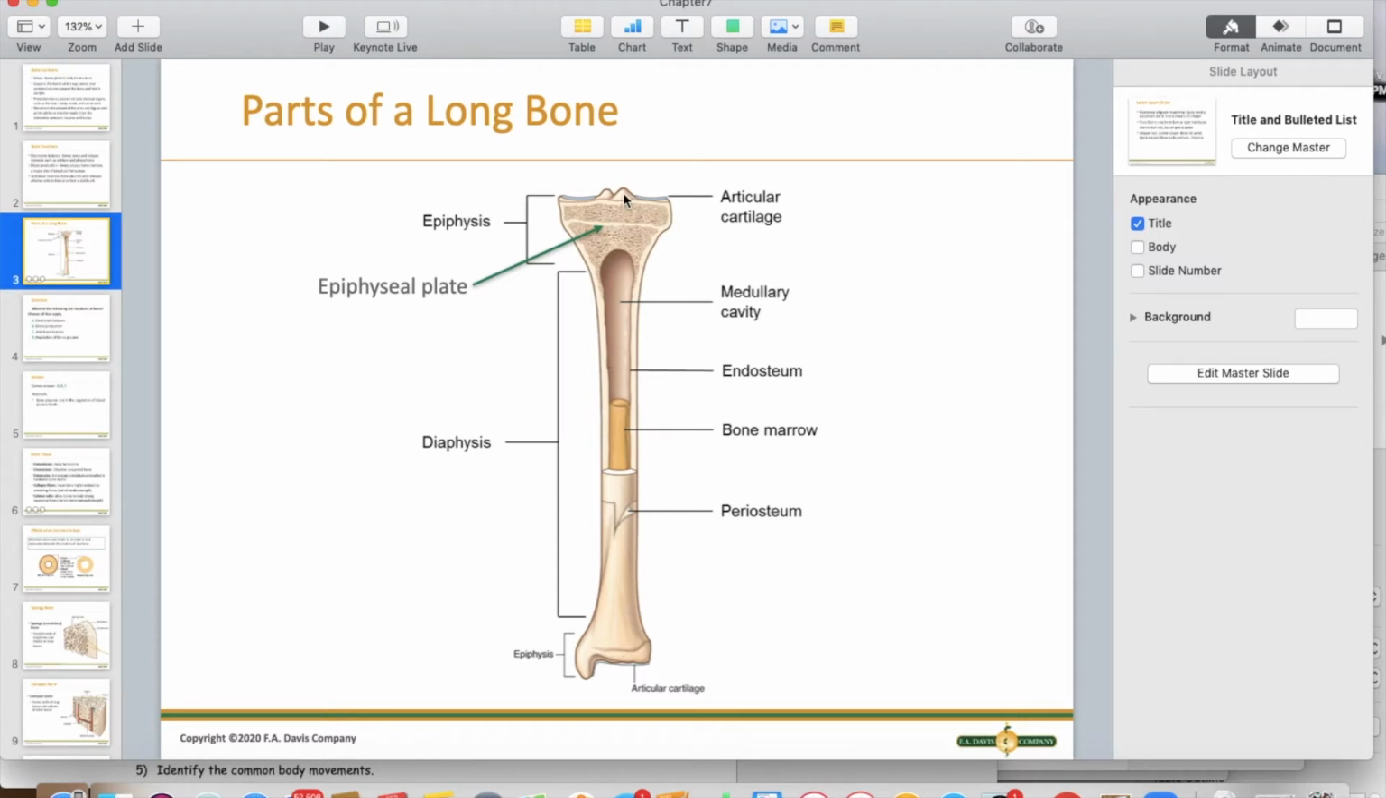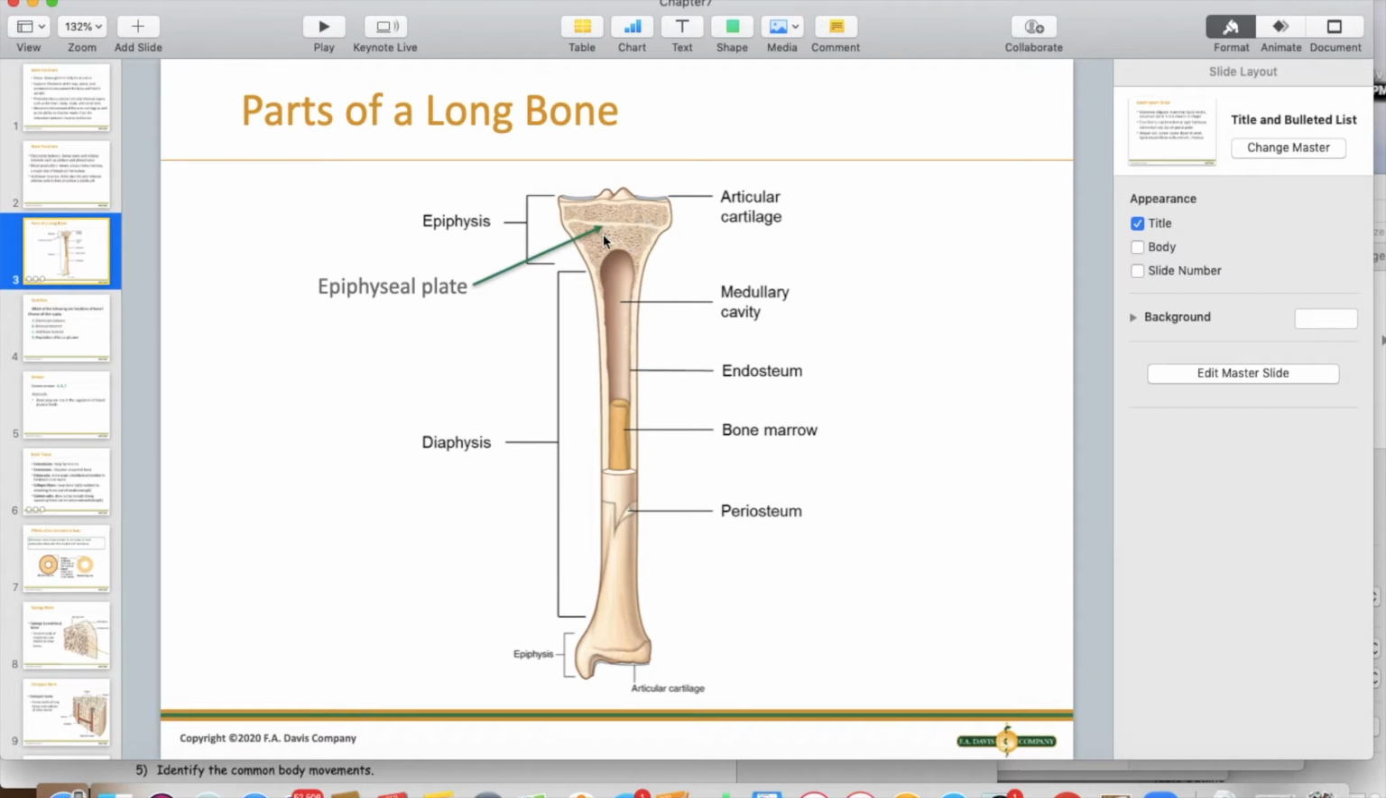The articular cartilage is found on the ends of the bones on each end, and we'll talk about bone formation in a little bit, but bone starts out as cartilage, and there's a little bit of cartilage left over at the end, and that allows a smooth surface where it meets with another bone. The medullary cavity is here in the middle. The endosteum is a thin membrane on the inside of the bone lining the medullary cavity.